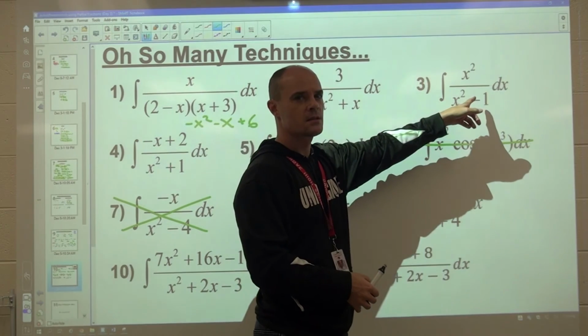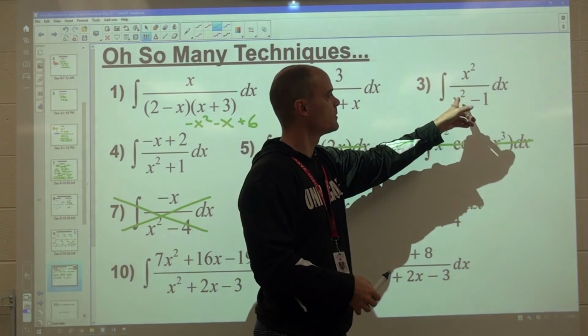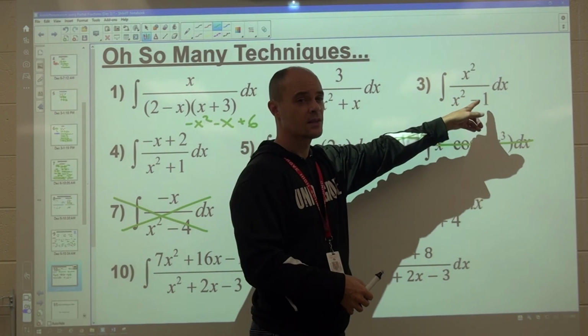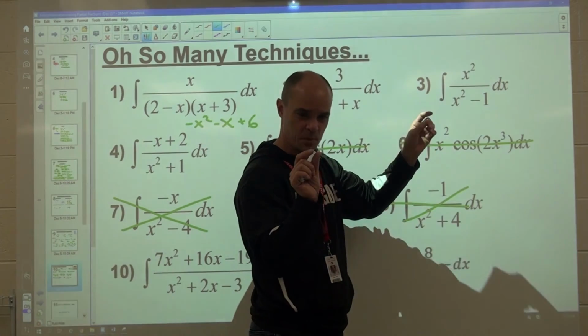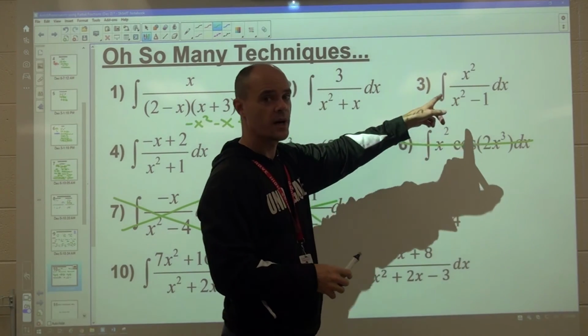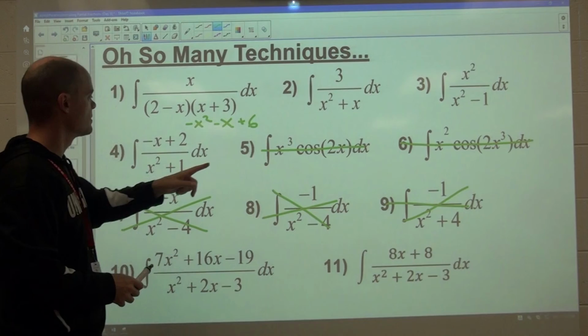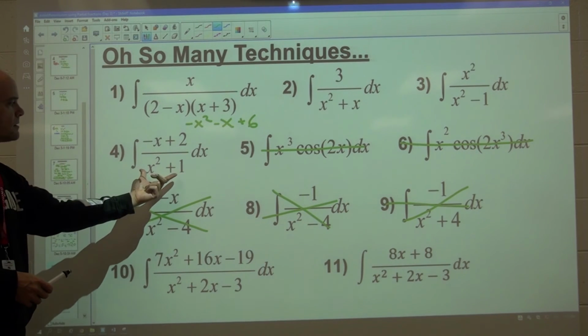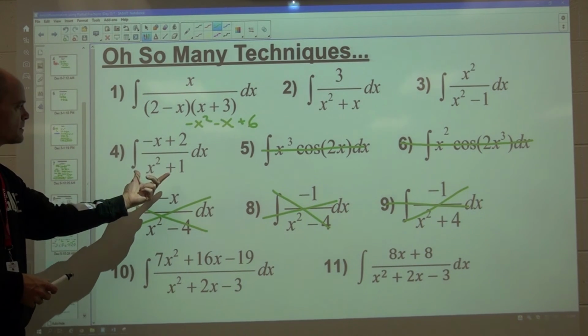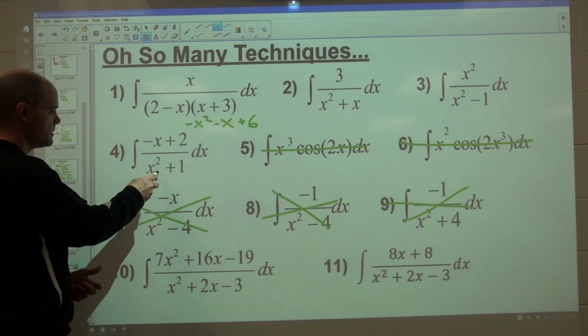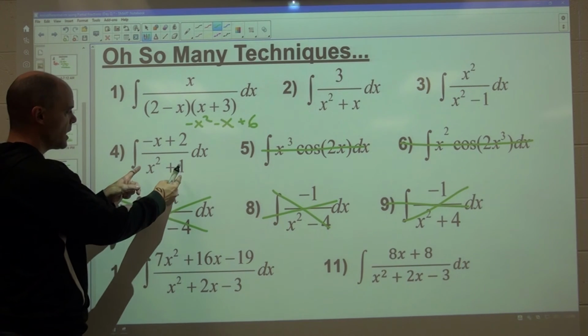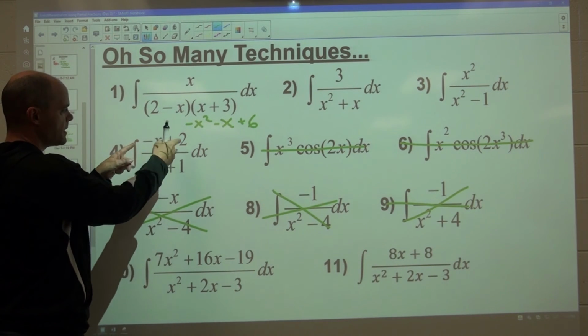Ooh, what's this? X squared minus 1. Is that top heavy? Ooh, it's just barely top heavy. This is a long divide, and then a partial fraction. What's this? Oh, it's almost a u sub, isn't it? What would we have to do here? The derivative of this would be 2x, and I could cut it by half, but I wouldn't have that.